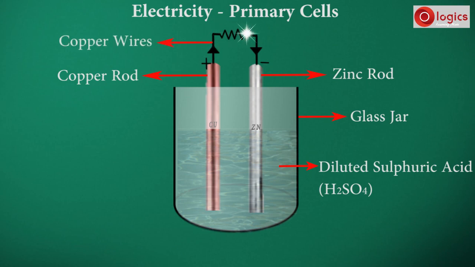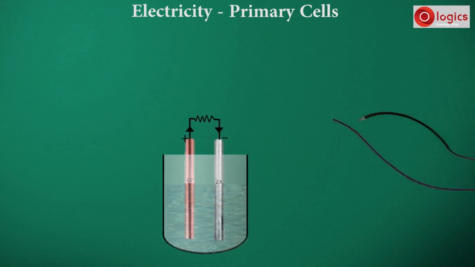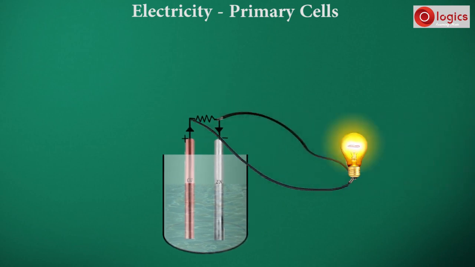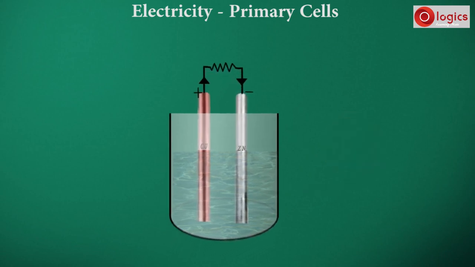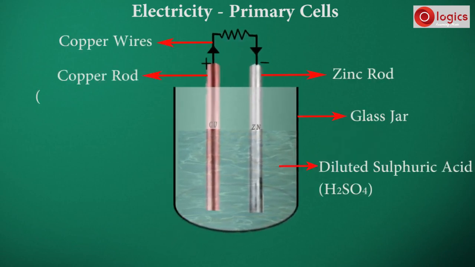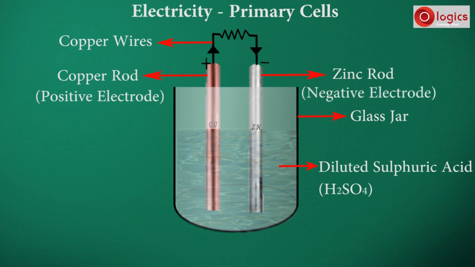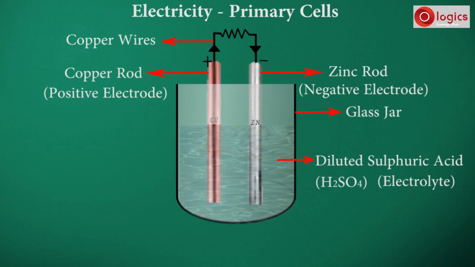Electric current flows through these wires. Connect a bulb to these wires, and you can check the current flow. Copper rod acts as positive electrode. Zinc rod acts as negative electrode. The dilute sulfuric acid is called electrolyte.